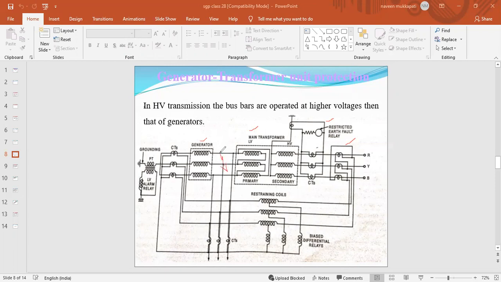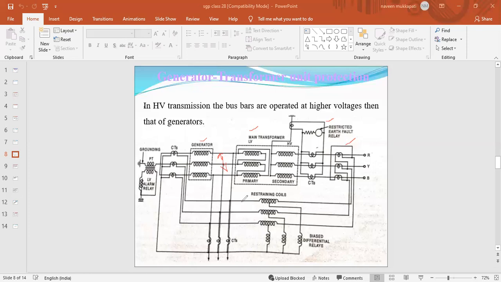Okay, suppose the fault is obtained at this point. Okay, if the fault is obtained at this point, then some disturbances are obtained in both of those CTs. Okay, that means the balanced conditions of these CTs are disturbed. In that case, while taking the algebraic sum of these two currents, that is I1 plus I2, some differential current will be obtained.